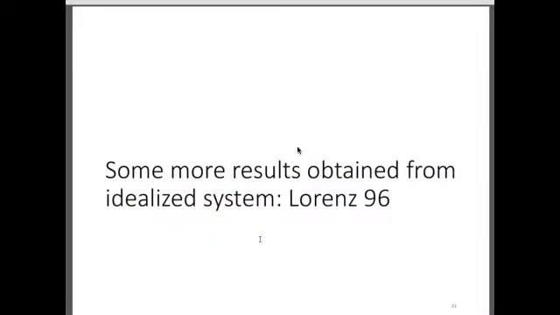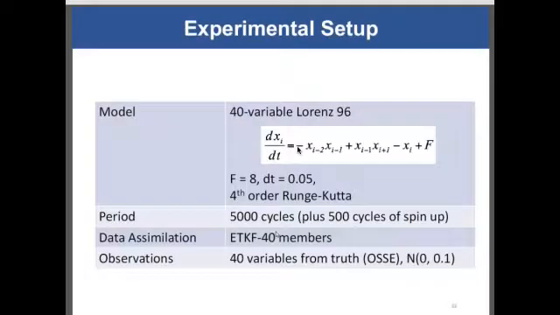So now I'm going to switch from the real world to an idealized system to show you some recent results. The experiment setup is that we're using the Lorenz 96 40-variable model, and the forcing term is 8. We're using Runge-Kutta 4 with 5,000 cycles, and we are using ETKF with 40 members. And all of the grid points are being observed.